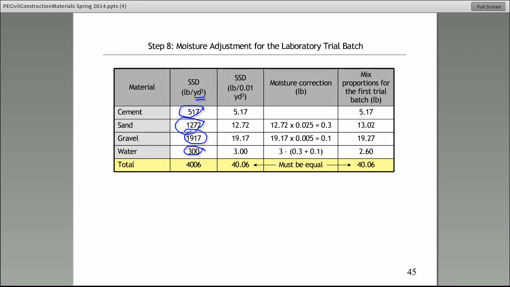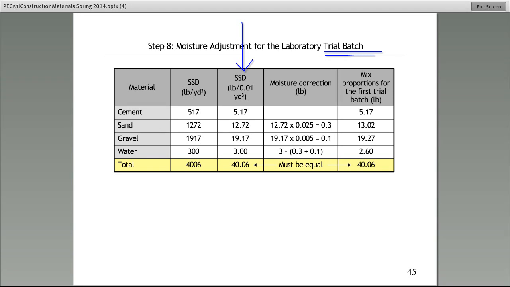Guys, the next step for the design actually is to take this recipe that we've come up with right now, take it to a lab and do what we call a trial batch. We do a trial batch to see how close we are to these properties that we are designing for. But 1 cubic yard of concrete is a lot of concrete. So it's customary that we divide everything by 100, so instead of 1 cubic yard, we have 1/100th of a cubic yard in the lab, and that is manageable.